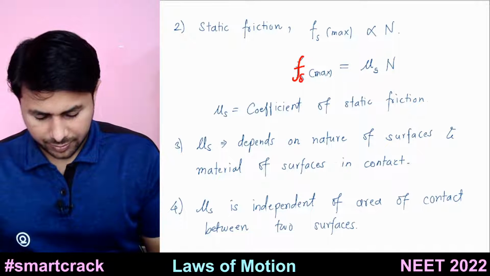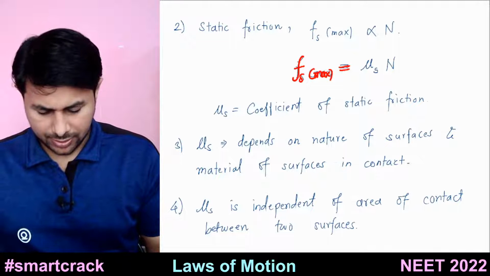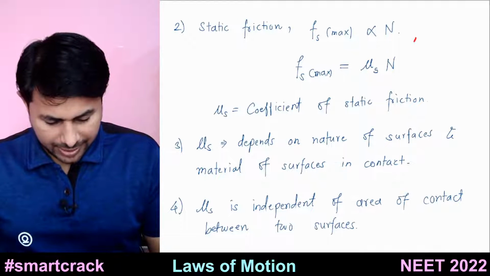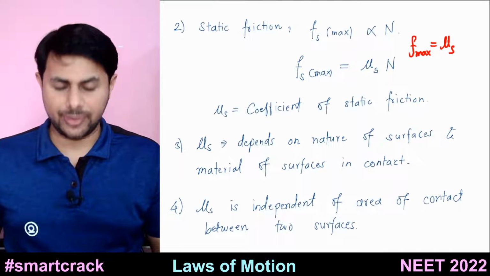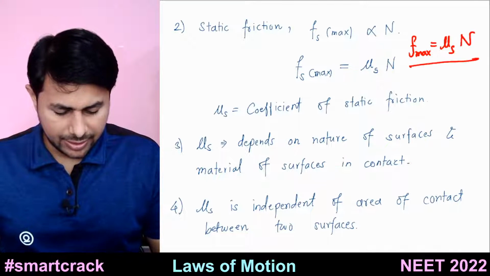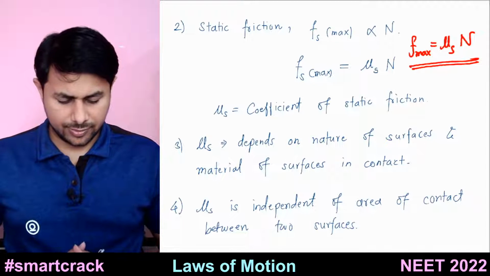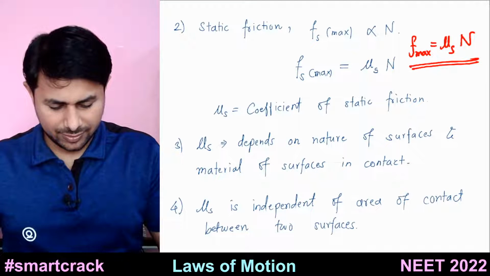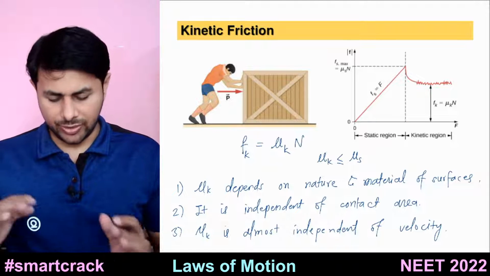So fs max is equal to, is it visible? I will just write here, fs max is equal to that constant which we call coefficient of static friction multiplied by the normal reaction. Okay, so that coefficient of static friction we measure using some process. So I will tell you how do we measure it. Before that, let's talk about kinetic friction.